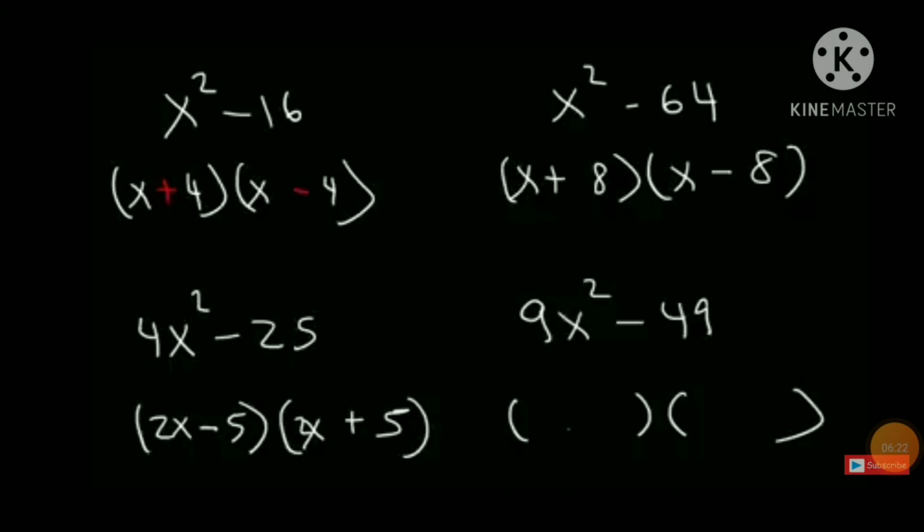For the last one, the square root of 9x squared is 3x. The square root of 49 is 7. And so it's going to be 3x plus 7 times 3x minus 7. So that's how you can factor expressions in the form of a difference of perfect squares.